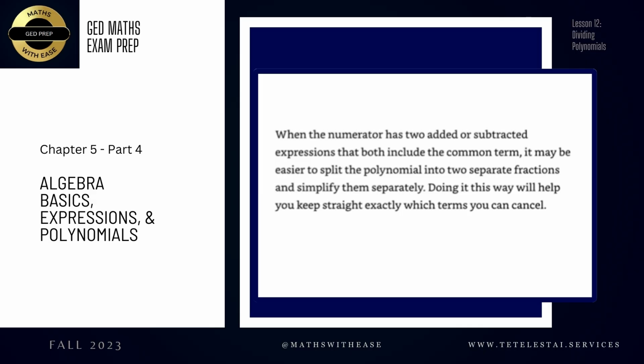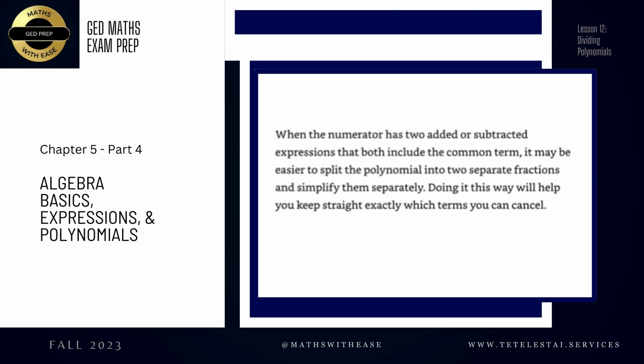When the numerator has two added or subtracted expressions that both include the common term, it may be easiest to split the polynomial into separate fractions and then simplify them separately. Doing this will help you to keep straight exactly which terms to cancel out, and we'll see that in the next example.